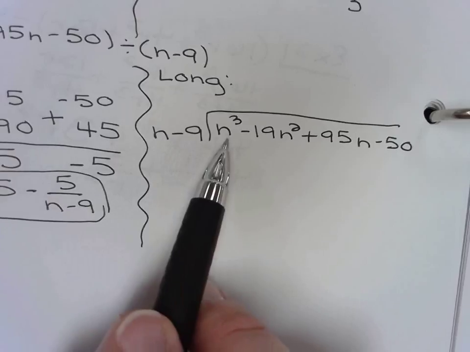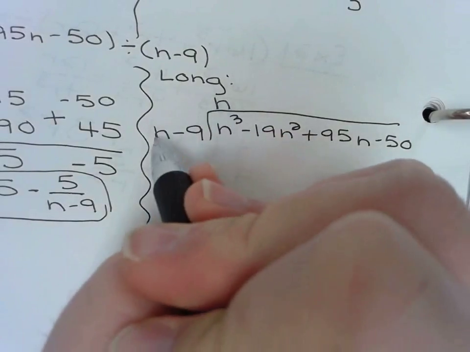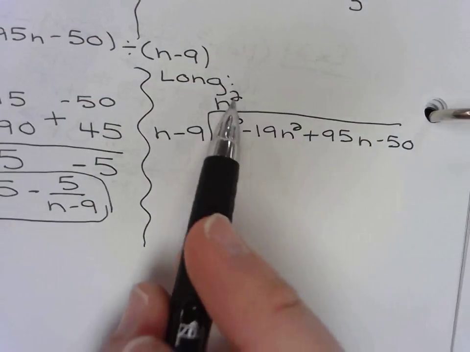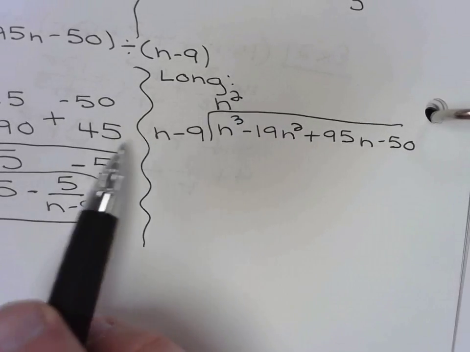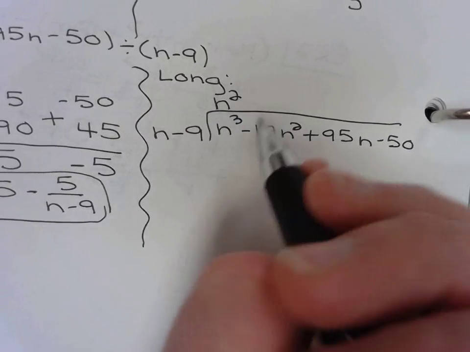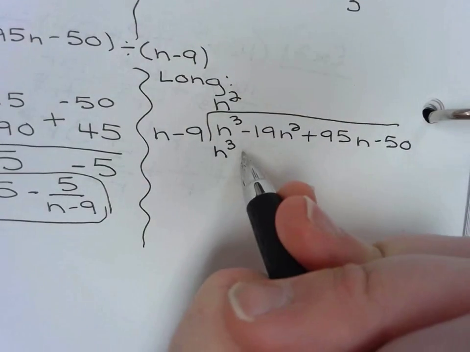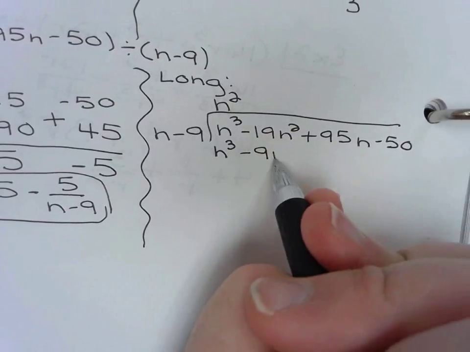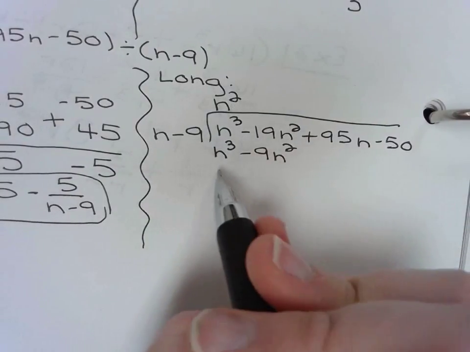What times n gives me n cubed? N squared, because 2 plus 1 will give you the 3. Once you find that, multiply it by both of the things out front. N squared times n is n cubed. N squared times negative 9 is negative 9n squared.